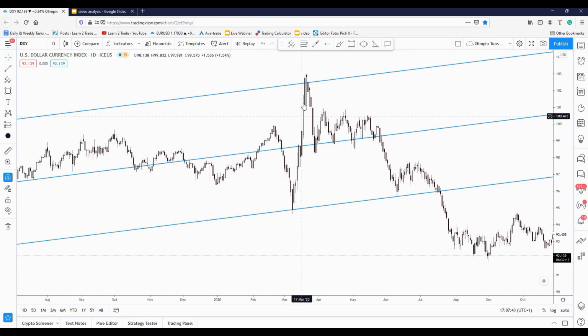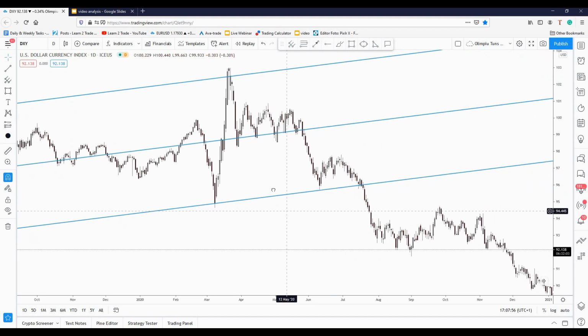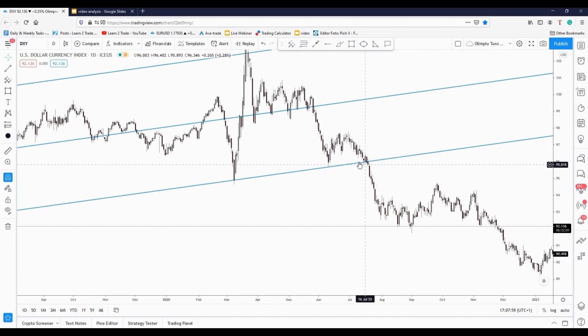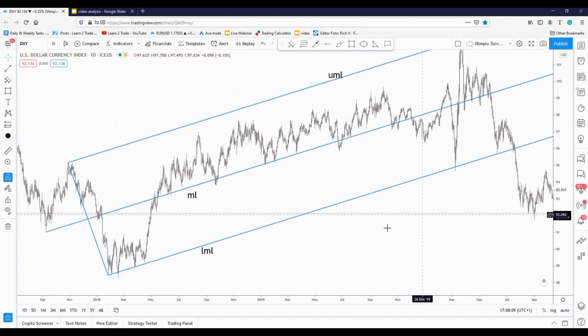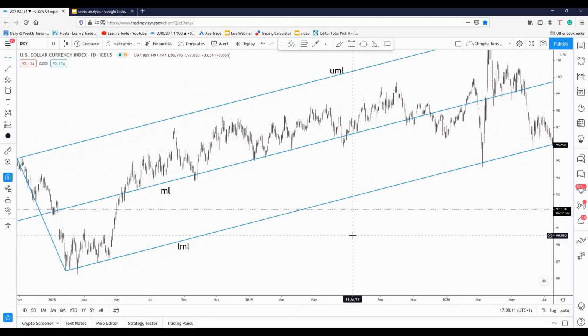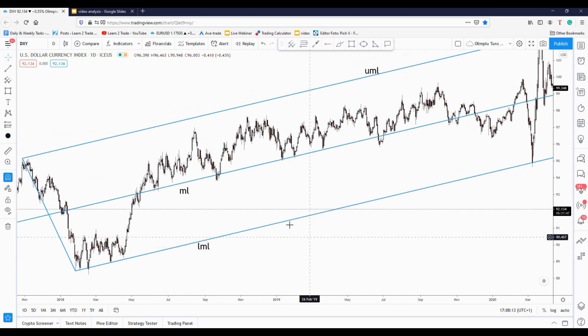And from here, it has jumped higher to reach the upper medium line. False breakout, drop towards the medium line, decrease towards the lower medium line, and here this breakdown below the lower medium line has signaled a potential drop here. Okay, so you can use these as any other support and resistance lines, levels.